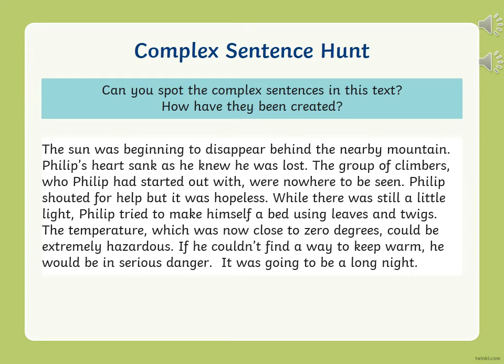While there was still a little light, Philip tried to make himself a bed using leaves and twigs. The temperature, which was now close to 0 degrees, could be extremely hazardous. If he couldn't find a way to keep warm, he would be in serious danger. It was going to be a long night. As you can see, these are all the complex sentences. Get a piece of paper and write down each one and write next to it if it's a complex sentence because it contains a subordinating conjunction or if it contains a relative clause.